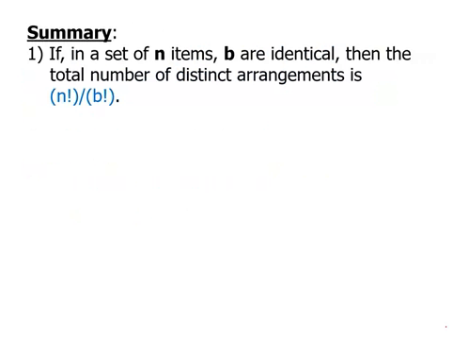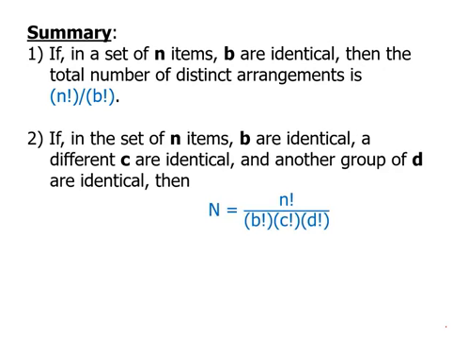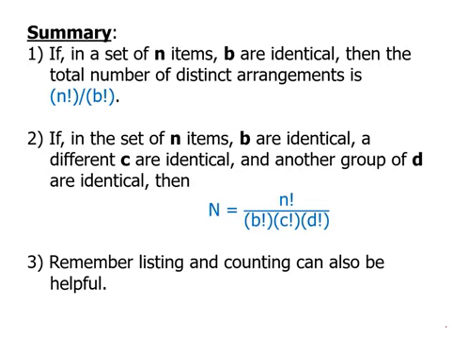In summary, if in a total set of n items B are identical, then the total number of distinct arrangements is n factorial divided by B factorial. If in the set of n items B are identical, a different group of C are identical, and a different group D are identical, then we divide n factorial by the product of all those individual factorials. Remember, listing and counting can also be helpful. So if you start to list out some, then it might give you the idea of how to set this up. Often an important approach in counting problems.